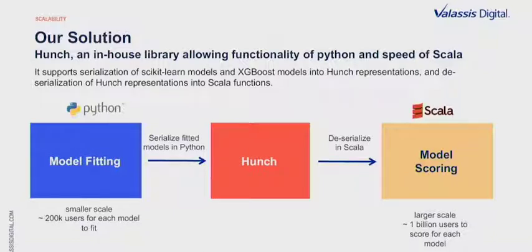So here is how it works. When we're fitting the model, it's going to be done in Python. It's usually on a smaller scale. We fit each model on roughly 200,000 users. And we're going to serialize the fitted model in Python into a JSON object that goes through Hunch. And then Hunch is going to deserialize it into basically a Scala UDF that's going to take a vector of numbers and spit out a class probability. So when it comes time to scoring, we're just going to evaluate that UDF on our 1 billion users for each model.